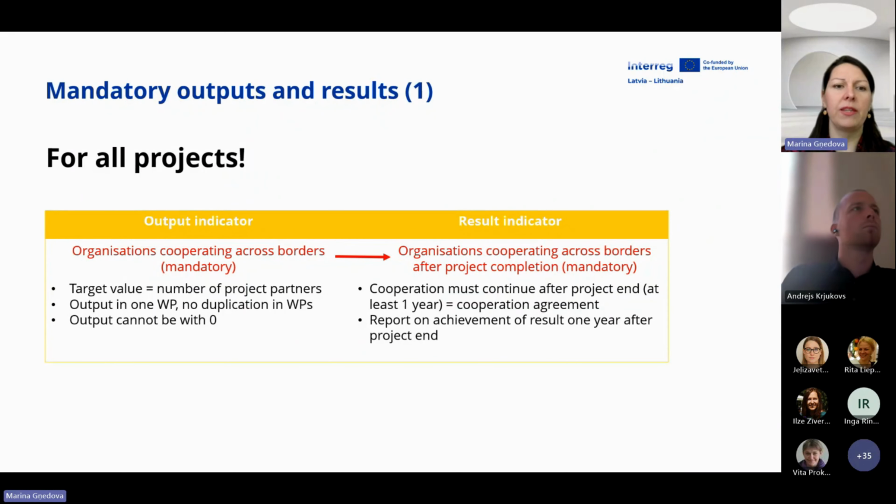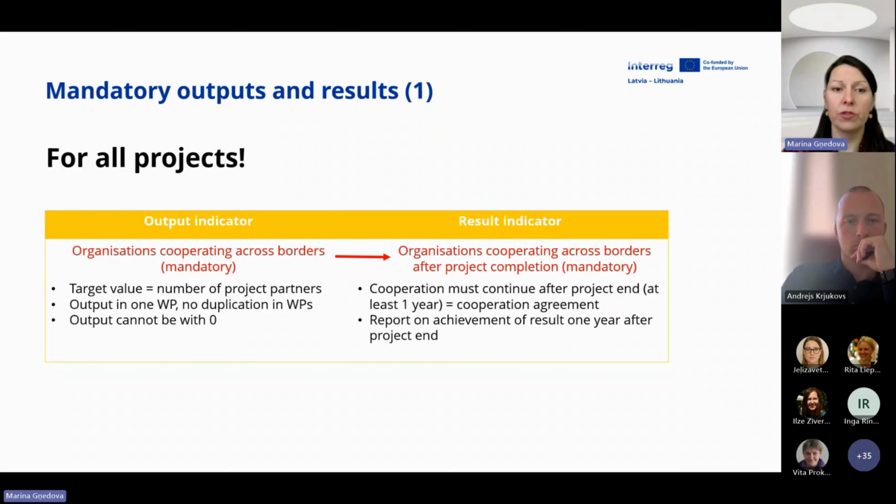So I will start with the mandatory outputs and results, which are actually not changing. Those who participated in the first call will remember that for each project one mandatory output must be present: organizations cooperating across borders, and it must be linked to the corresponding mandatory result: organizations cooperating across borders after project end.